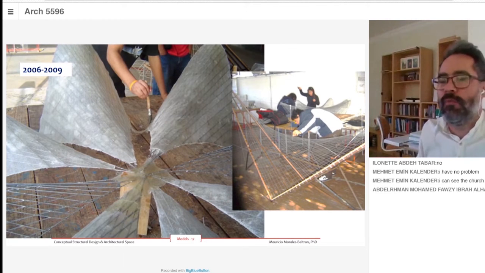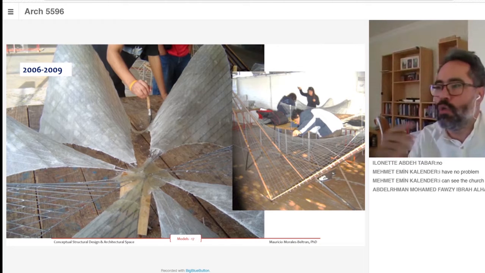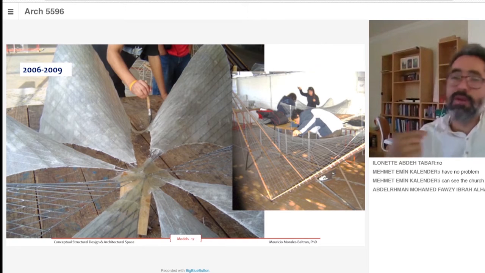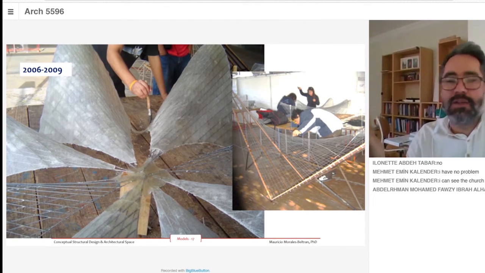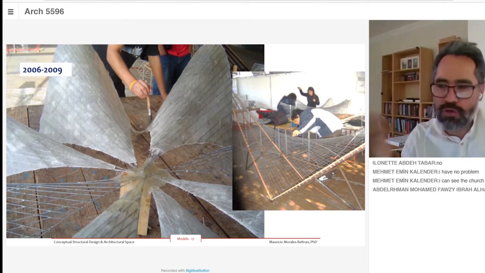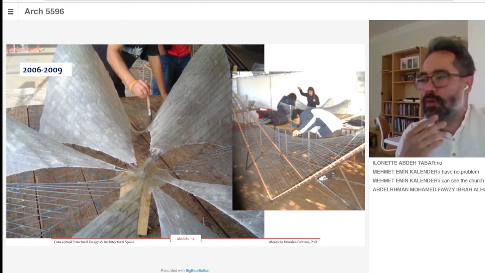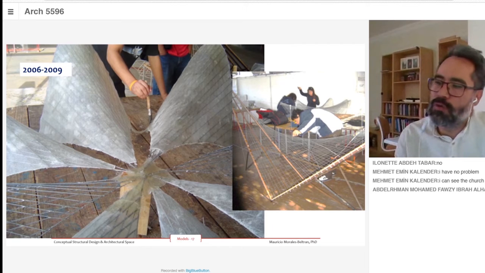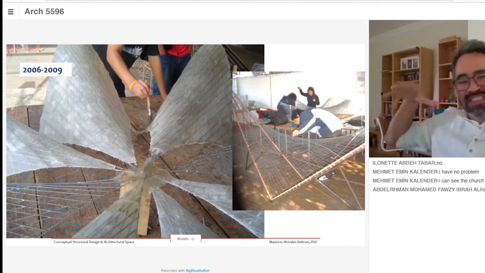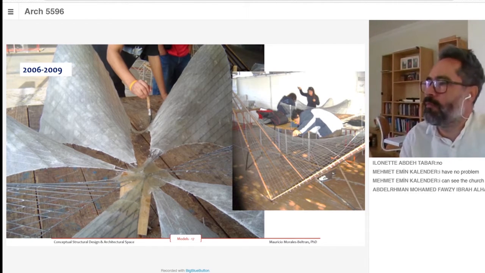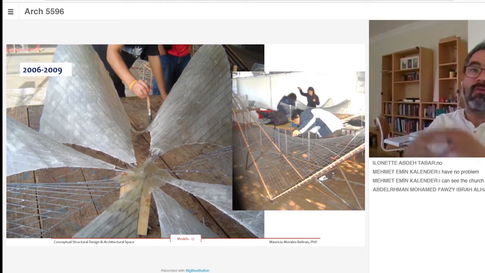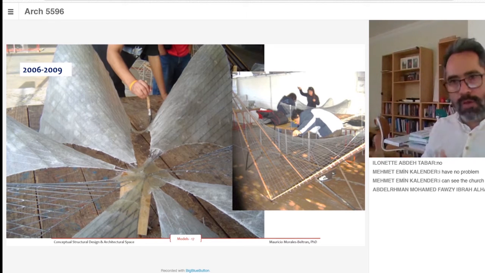So we start making big models. I mean, when I say we, I'm actually saying the students. I didn't do any of the models you're going to see here. I started forcing them to make big models, because behind these big models, they had to deal with the problem of gravity, the problem of making them stand, but at the same time, they had to deal with the problem of fabricating them, which brought them the knowledge of building construction.